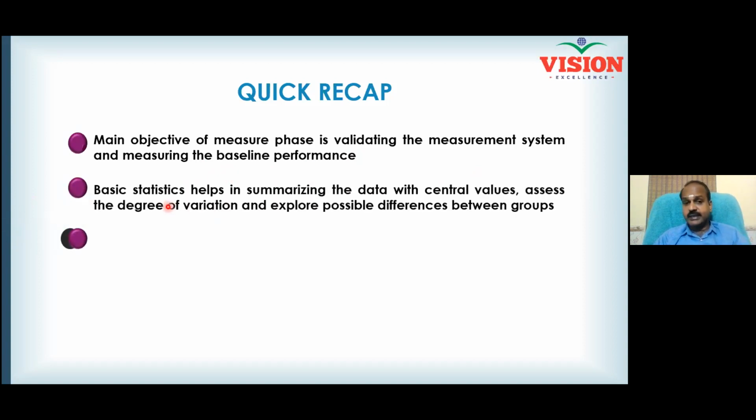And then basic statistics like average, standard deviation, range, variance helps us summarize any data. It tells us the central value. It helps us to understand the degree of variation. It helps us to explore the difference that exists between the groups and between the appraisers. Without statistics, you really cannot take decisions. The program is all about equipping you with problem solving and decision making skills. If you really want to take decisions like a leader, then you must learn statistics.